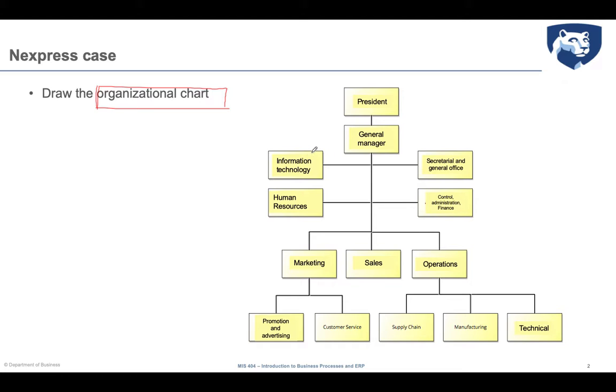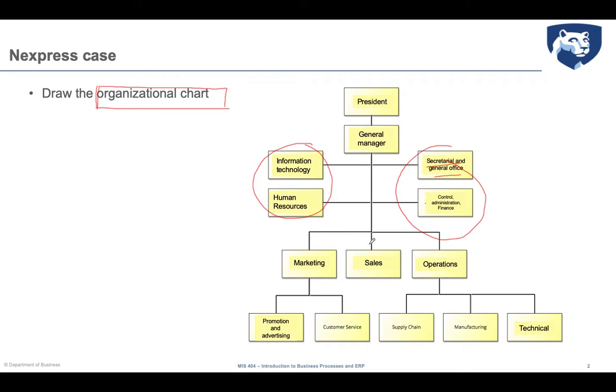As you can see, and as we also discussed in class, there are basically 4 departments which are in staff: information technology, human resources, secretariat and general office, and control, administration and finance. And the 3 departments are the so-called primary or first line departments, which are marketing, sales and operation.